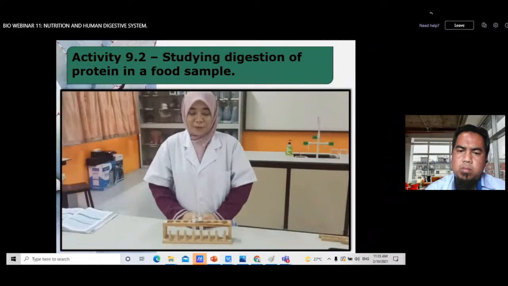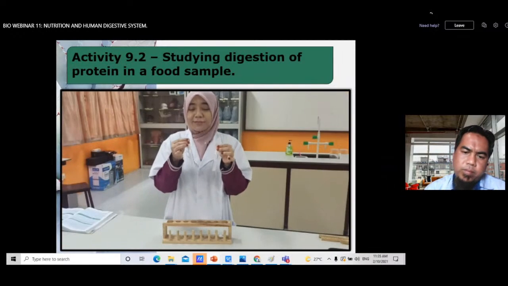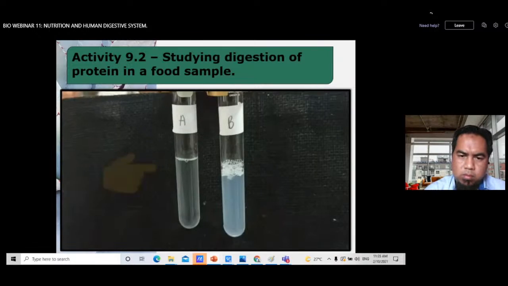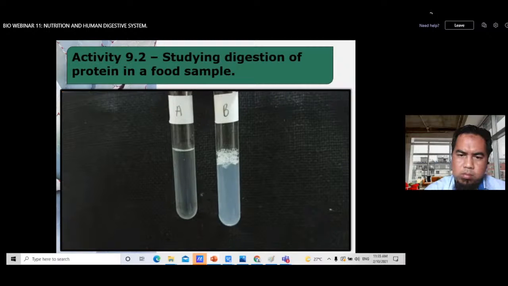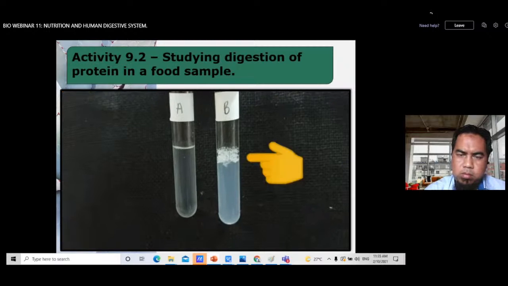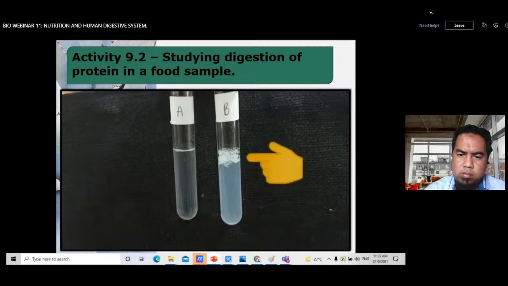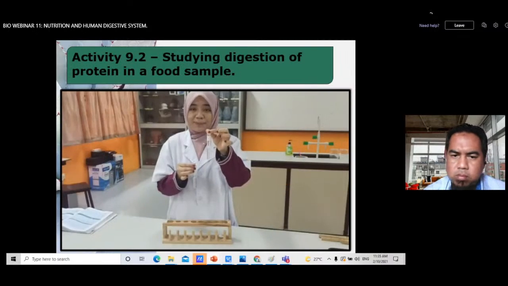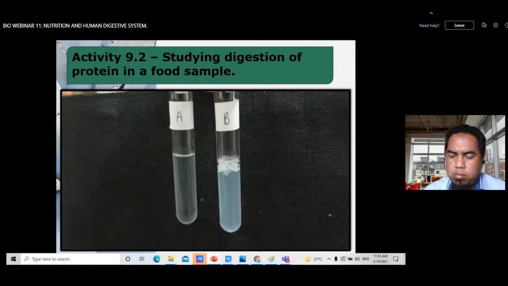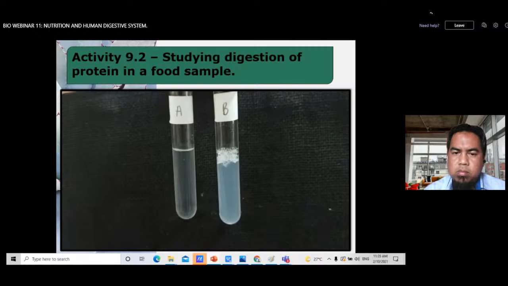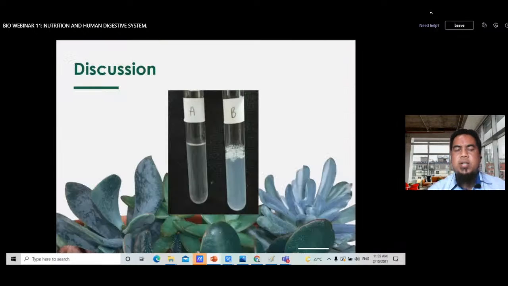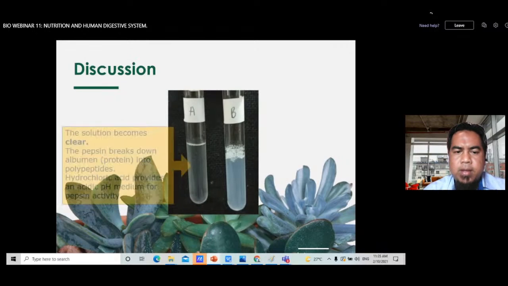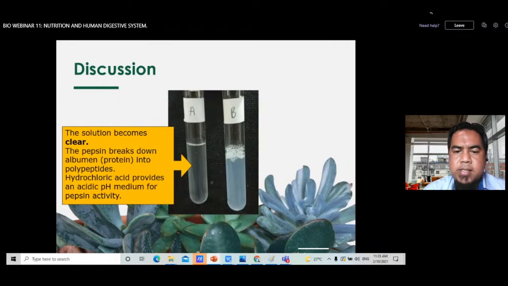For experiment 9.2, the result for test tube A, the color changes from cloudy to clear, and for test tube B, the solution remains unchanged, which is cloudy. Okay, so for discussion class, for test tube A, as you can see, the solution becomes clear.